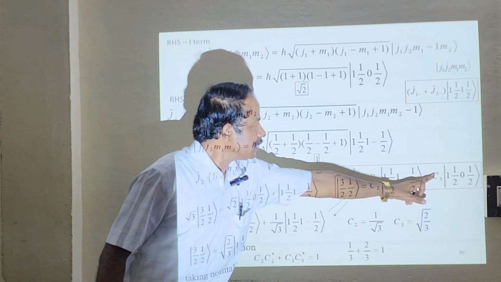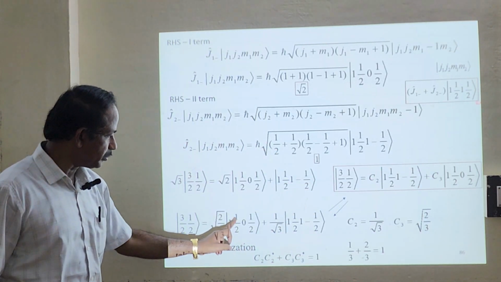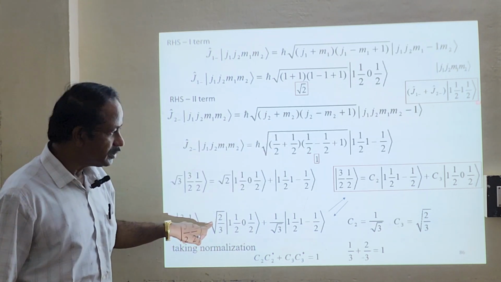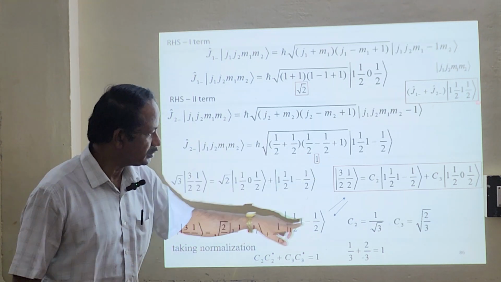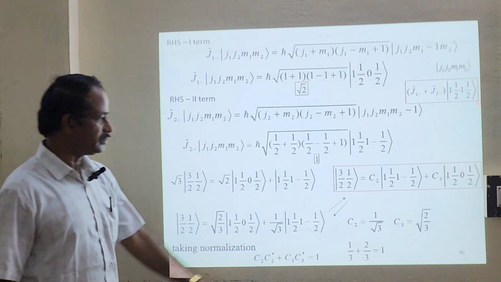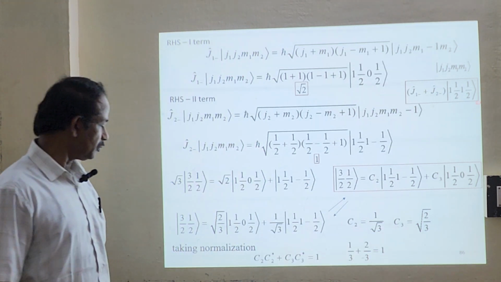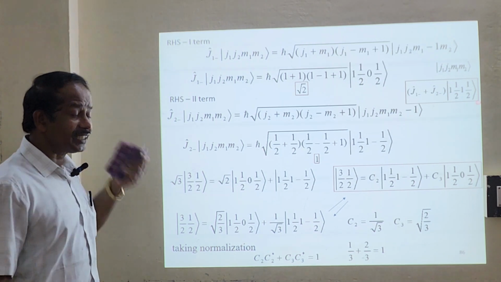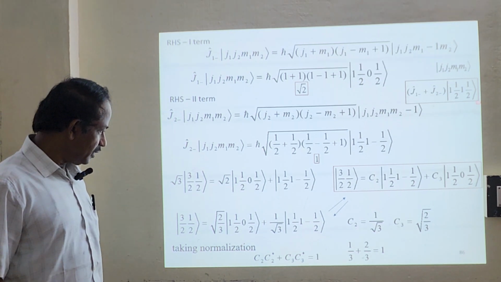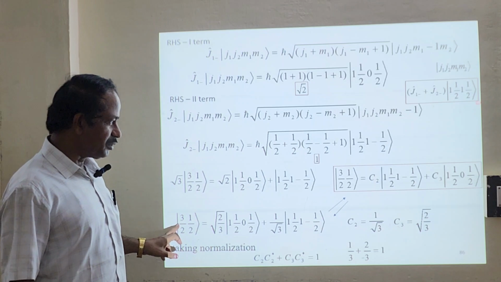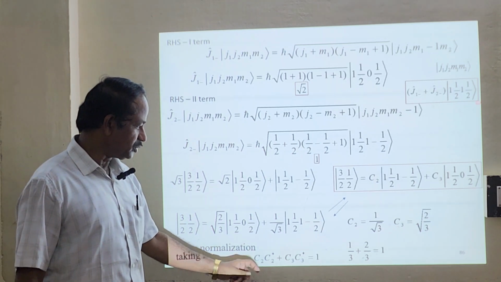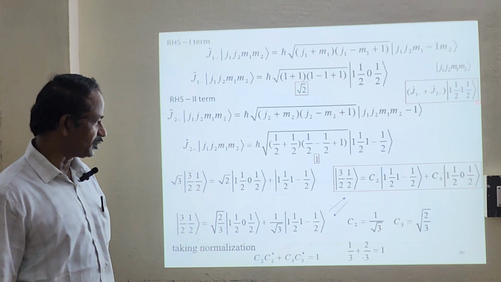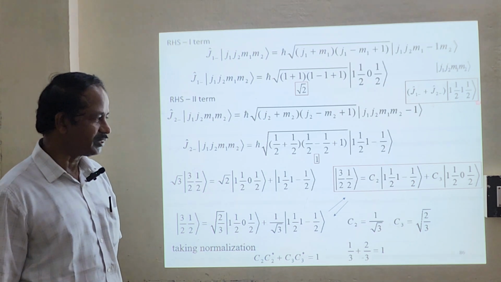See here, 1 by 2, 0, 1 by 2, 1 by 2, 0, 1 by 2. That will be your C3 and this will be your C2. So C2 is given by this, 1 by root 3. C3 is given by root of 2 by 3. Now take the normalization. Normalization will give you C2, C2 star plus C3, C3 star equal to 1. Just you are going to take the normalization.